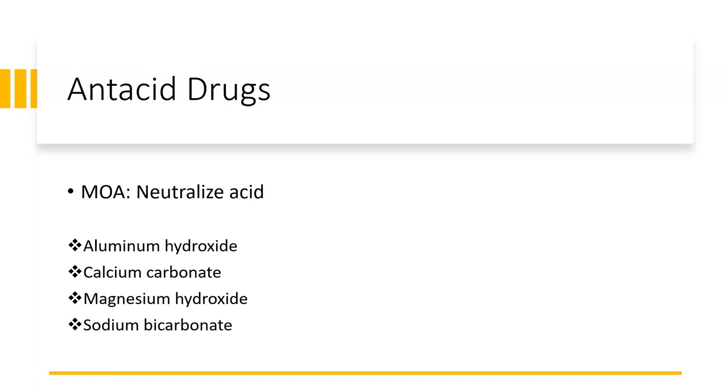So aluminum hydroxide, calcium carbonate, magnesium hydroxide, sodium bicarbonate. Those are the more common active ingredients that are found in antacids. Ooh, say that 10 times fast.